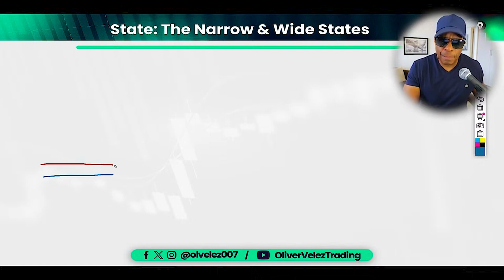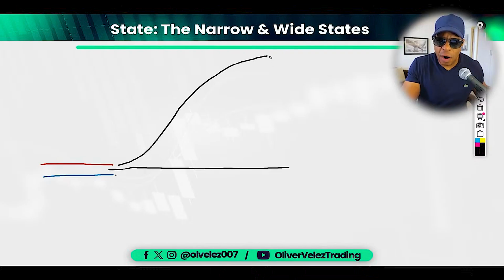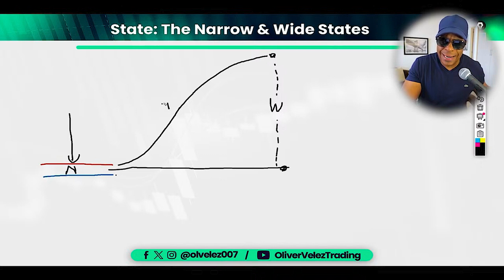Wide state is when your 20-period moving average has separated far away from your 200-period moving average. So here's your narrow state. Narrow. Here is your wide state. And here is your trending state. Okay? So you've got these 3 states, right?